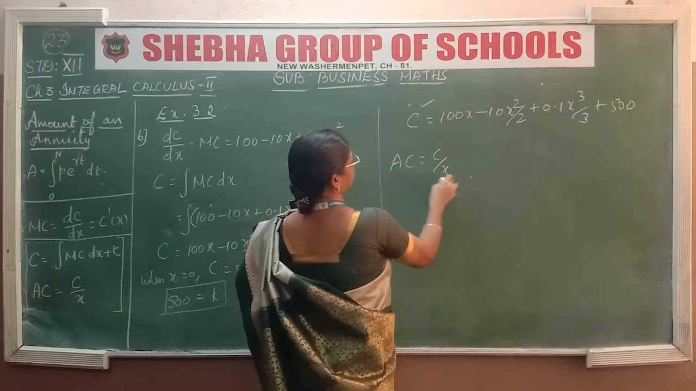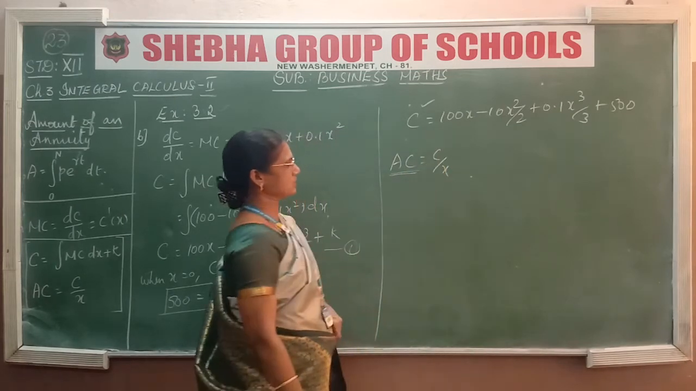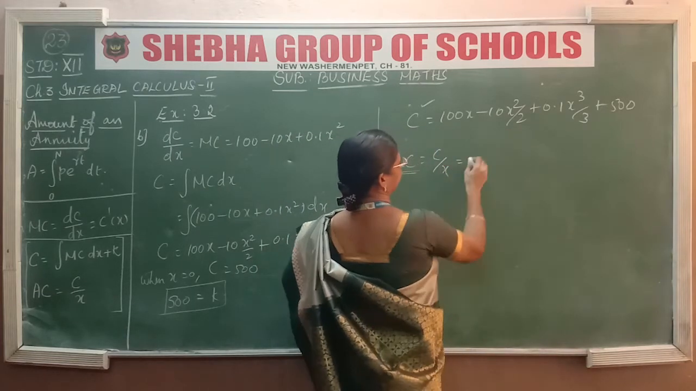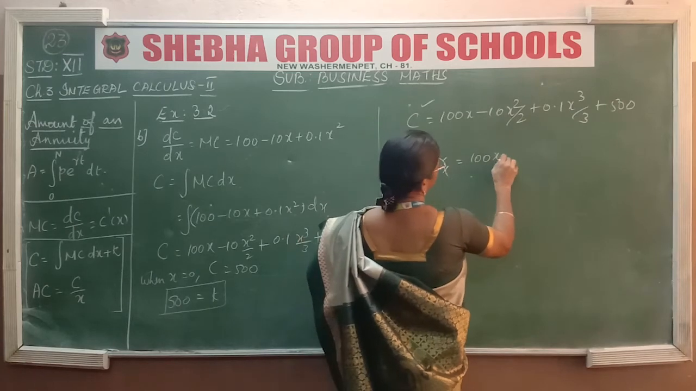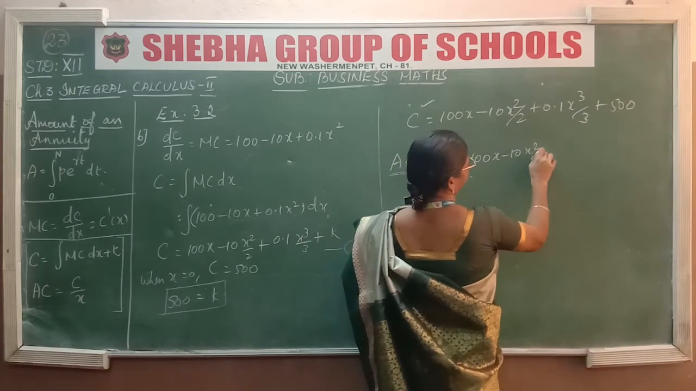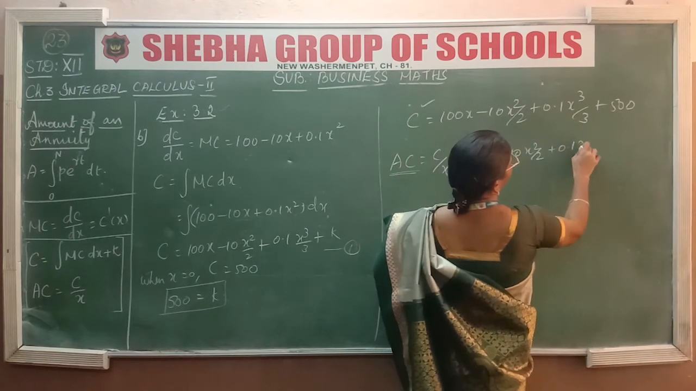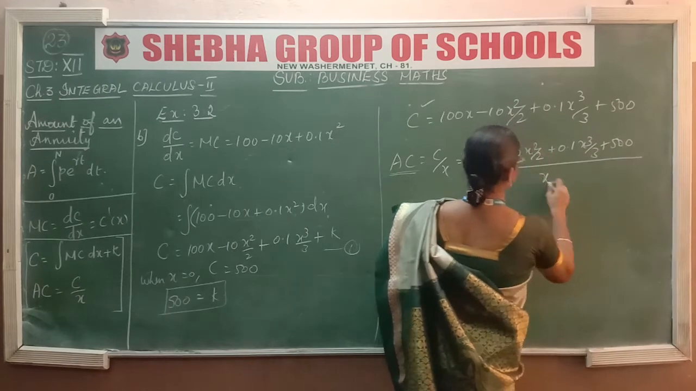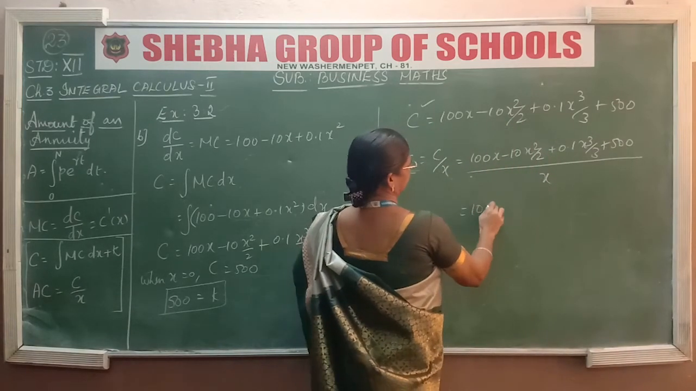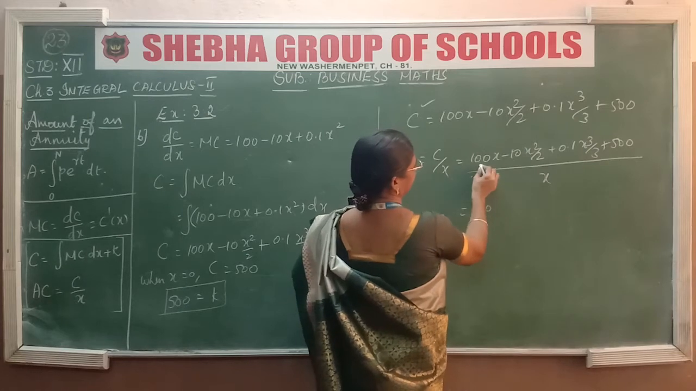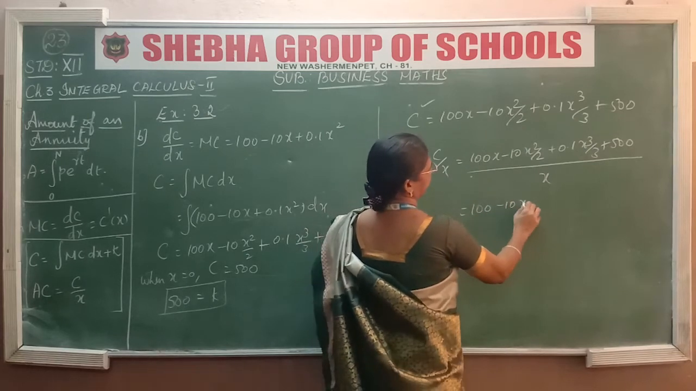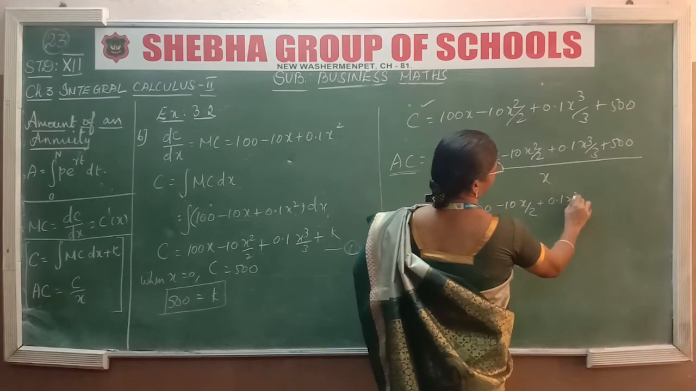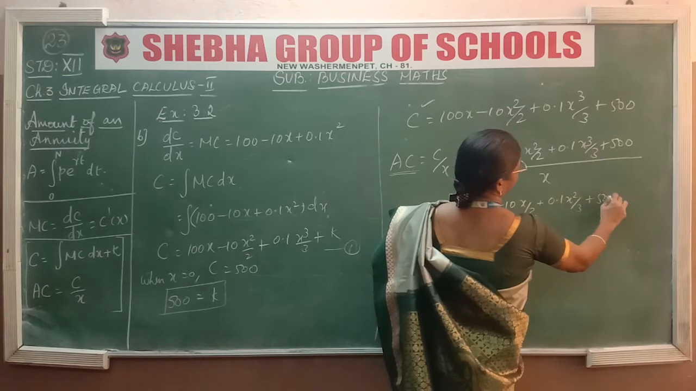And next is AC. AC is C by x. Average cost is total cost by x. That's equal to, this is our total cost. Dividing the whole thing by x, we get 100x minus 10x square by 2 plus 0.1 x cube by 3 plus 500, whole thing by x. We divide every term: 100x by x minus 10x by 2, x gets cancelled, plus 0.1 x square by 3 plus 500 by x.